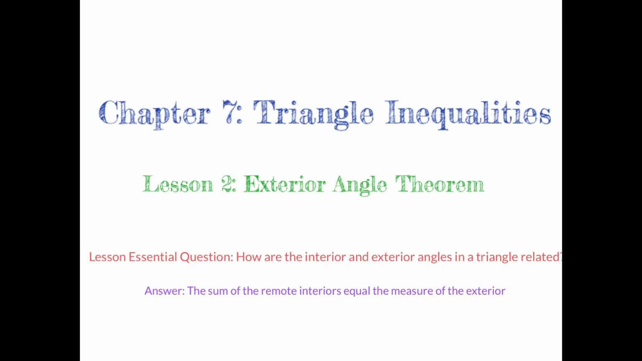And that concludes the lesson on the exterior angle theorem. So how are interior and exterior angles in a triangle related? The sum of the remote interior angles equals the measure of that exterior angle.